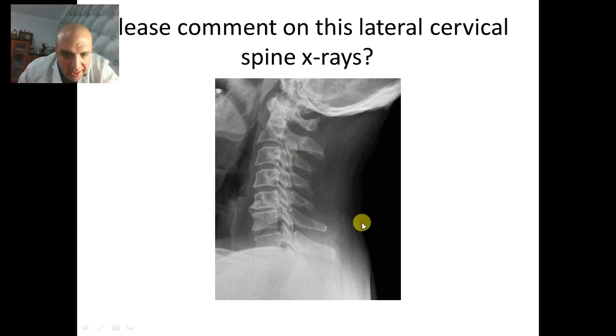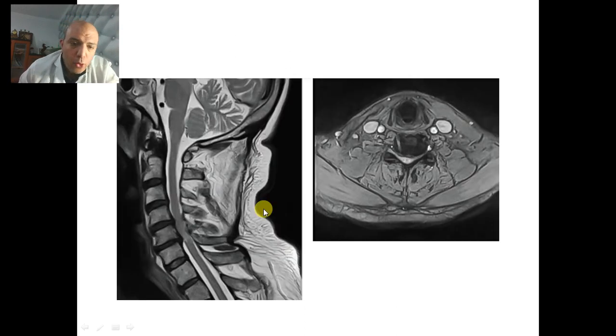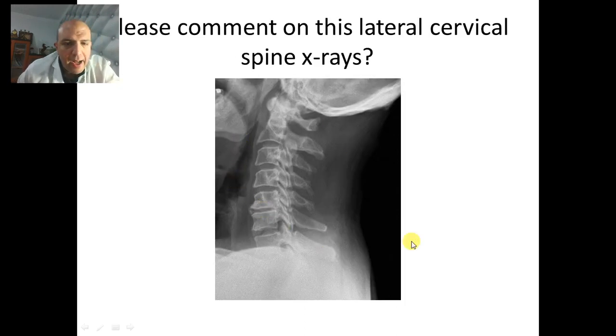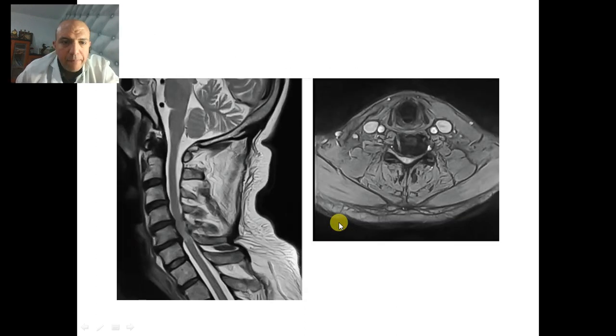Please comment on the X-ray. This is a lateral X-ray. There is mostly a narrowing here with a little bit of anterior osteophyte. C2, 3, 4, 5, 6, 7. The cervicothoracic junction, I couldn't see well. So please, I want an adequate X-ray. Don't go to the MRI before asking about an adequate X-ray.